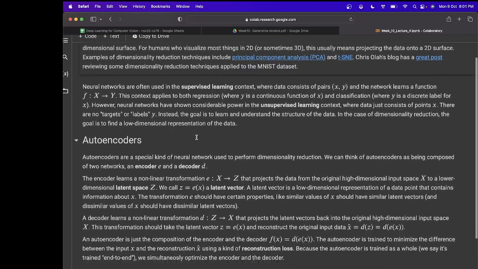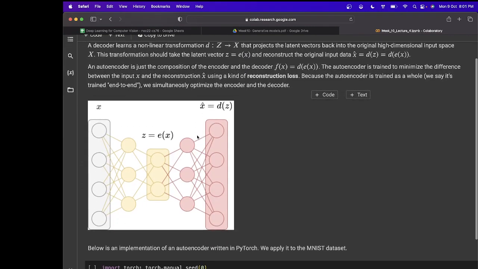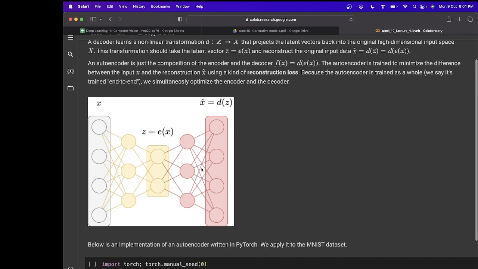There's a lot of theory here, so maybe you can go through it on your own time. But the moral of the story for a normal autoencoder is this: you have a high dimensional X, and a neural network which converts this high dimensional X to something in a low dimension.